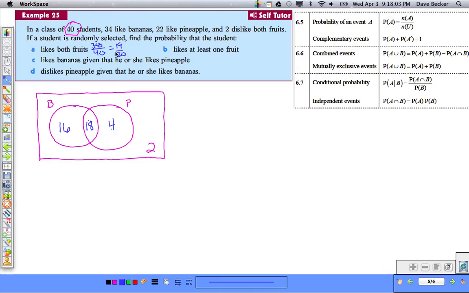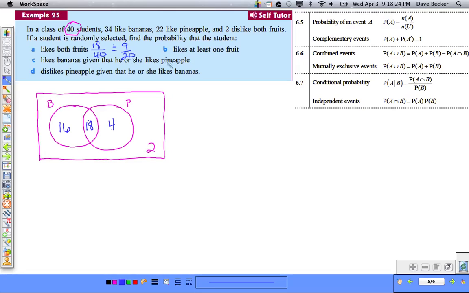Oh, no, that's not right. Sorry about that. Likes both fruits. I thought they meant any of the fruits, so sorry about that. Both fruits is the intersection, that's 18. Only 18 like both of them. So that's 18 out of 40, which simplifies to 9 out of 20.